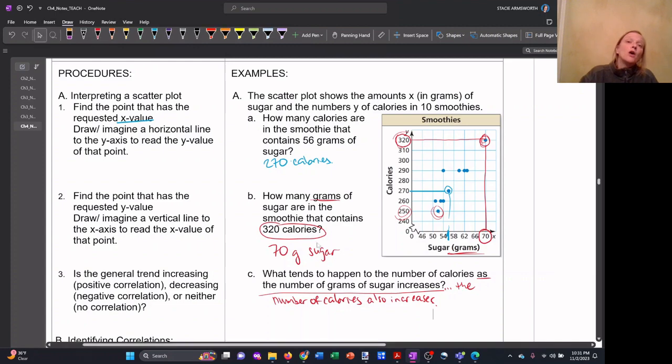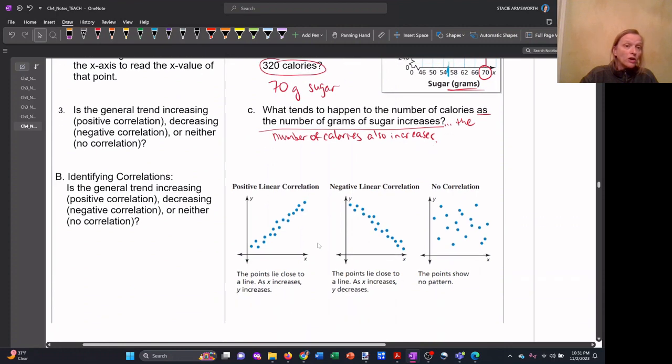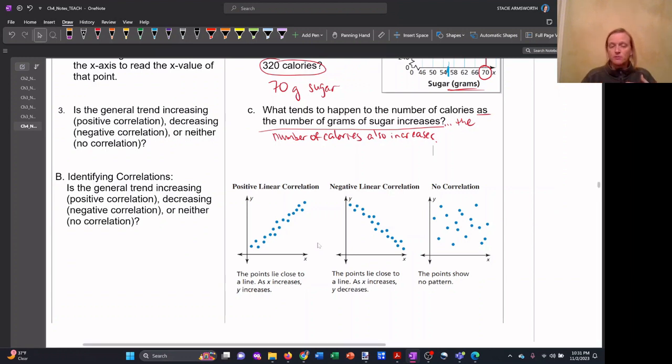Now, the next thing we need to learn here is about correlations. A correlation is just a relationship between data sets. We've only learned about straight line relationships so far, so these are all linear correlations that we're talking about here. Positive linear correlation is when the data appear to be in a straight line with a positive slope. So there's a general positive slope here, basically meaning as x increases, y increases.